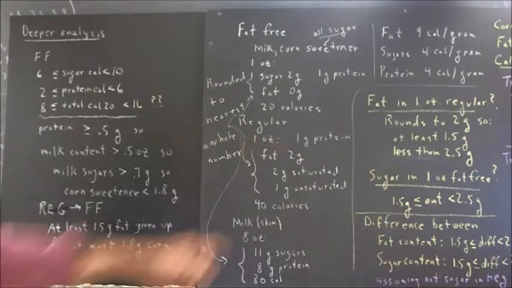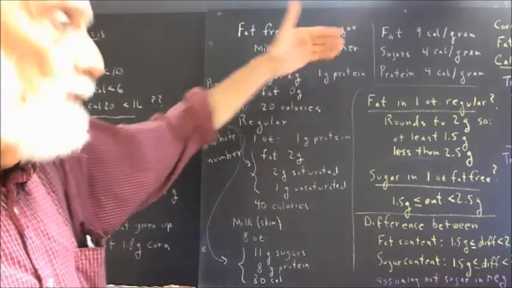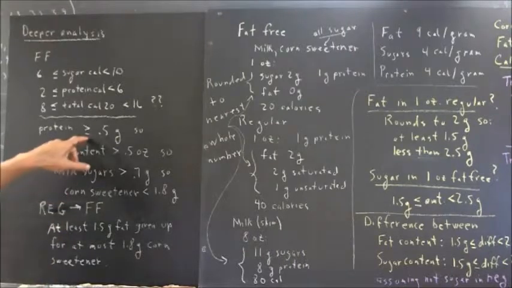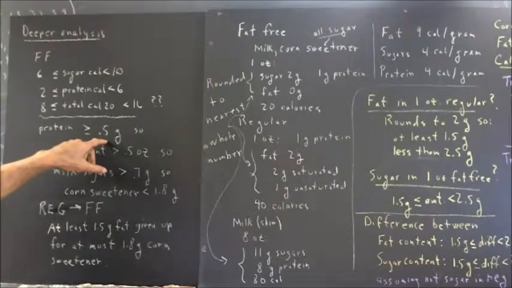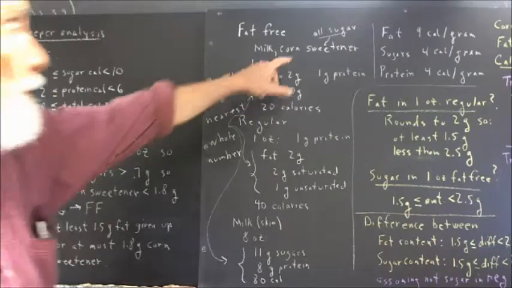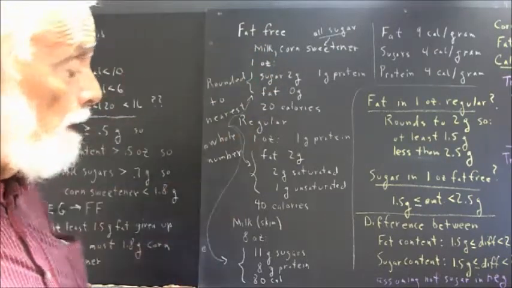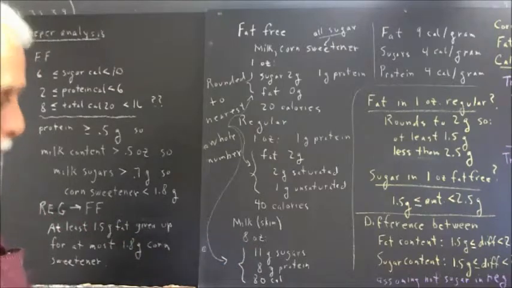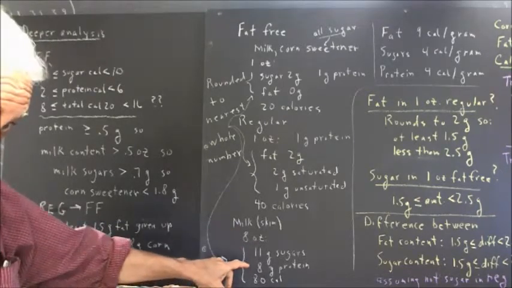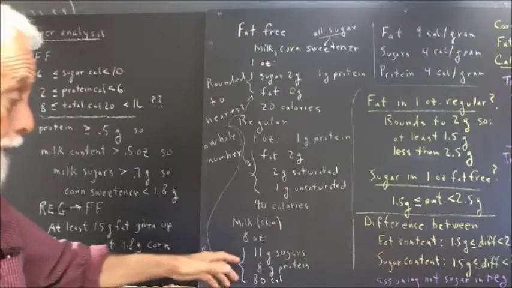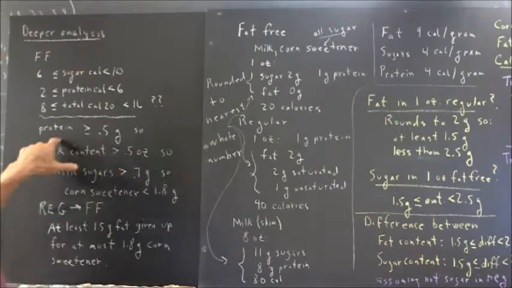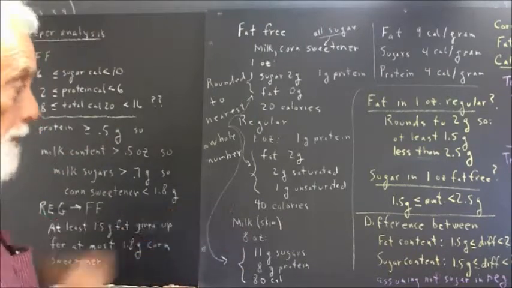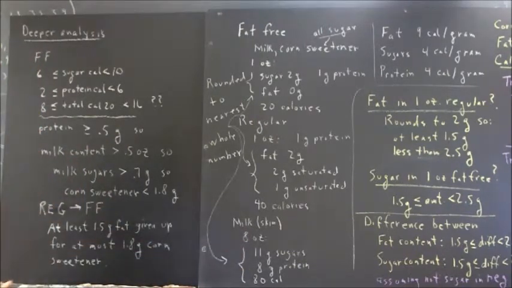The protein, we have 1 gram of protein here, which means it's between 1/2 and 1.5 grams. So the protein has to be at least 1/2 gram. Now, there's no protein from the corn sweetener. It's all got to come from the milk. And 8 ounces of milk has 8 grams of protein, which means 1 ounce of milk would have 1 gram of protein. And to get 1/2 gram of protein, which is the least you could have, you have to have at least 1/2 ounce of milk.